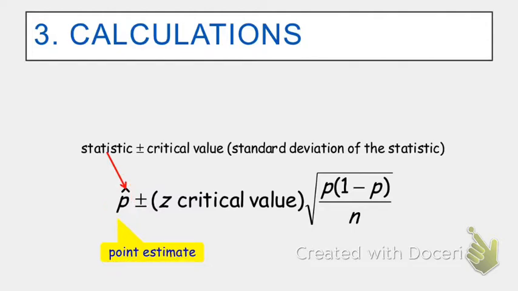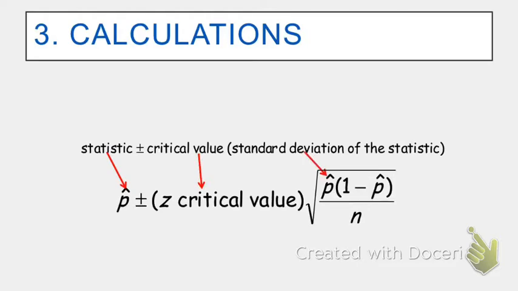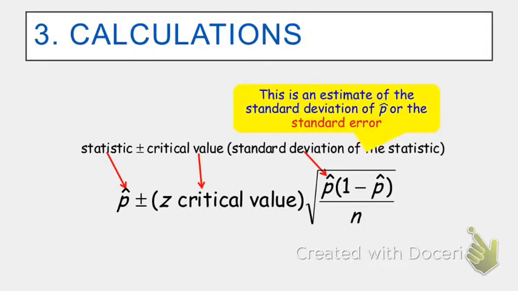I'm guessing the Z star is the Z critical value. That's your critical value, Z star. And then the standard deviation of the statistic. Oh, there's the hats. We call this standard error. So this right here, what I have circled, that's called standard error.